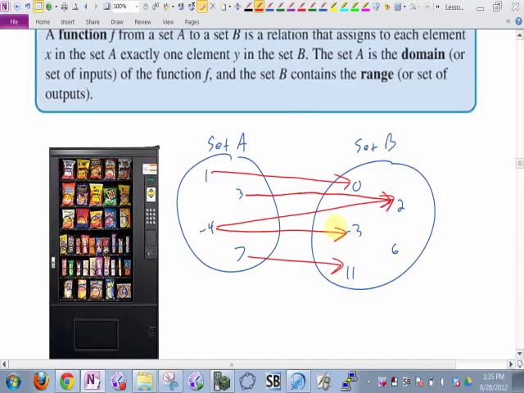Is that a function? No. Now when I input the number 4, what does the function output? 2 or -3 or 2 and -3? That's not a function.